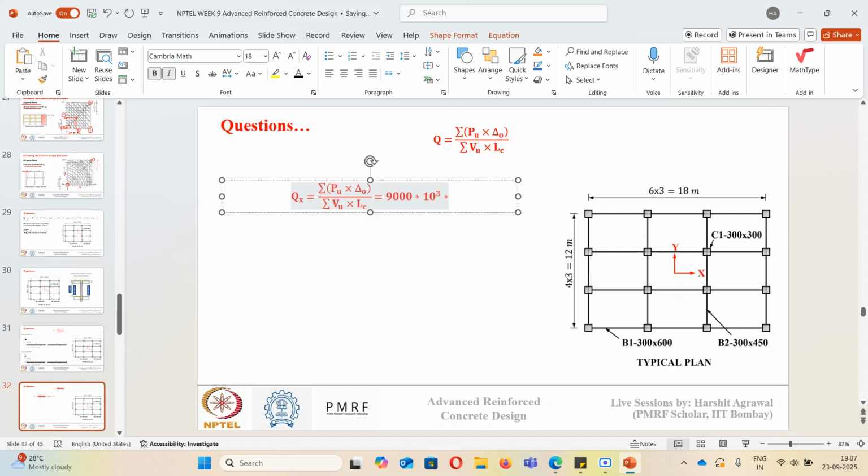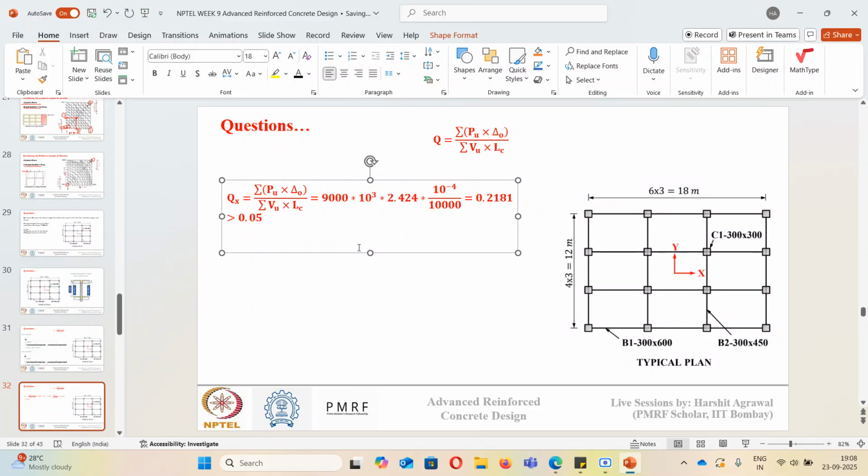Multiplied by x direction. In x direction, we know this factor delta naught by vu was 2.424 into 10 to the power minus 4. And lc, height of story, we know it is 10,000. So 10 meters, so 10 into 1000, so 10,000. So when you do this calculation, the q value in x direction will come out to be 0.2181. Okay, so this is far more than 0.05. So we can say that it is unbraced frame in x direction.